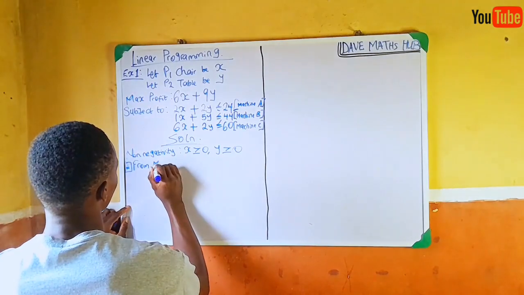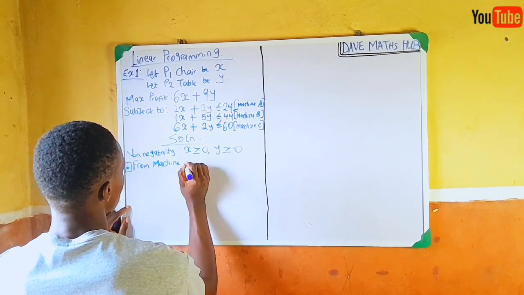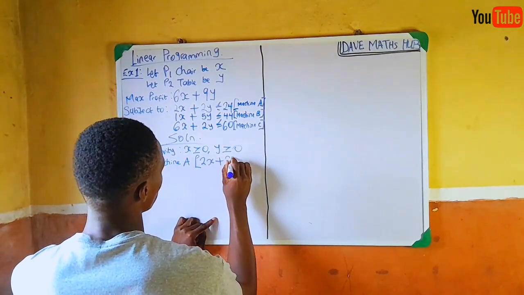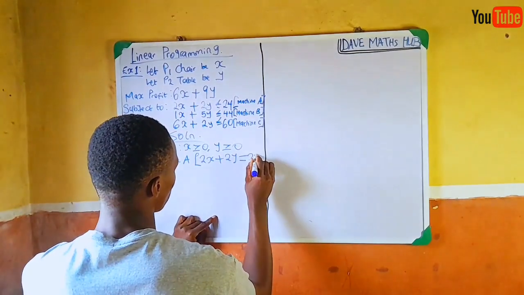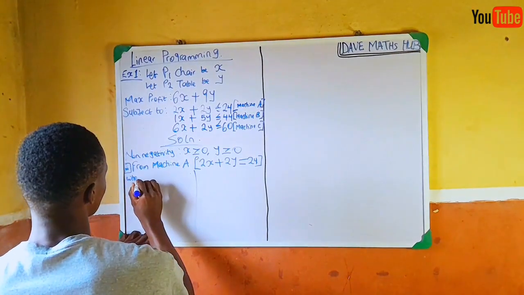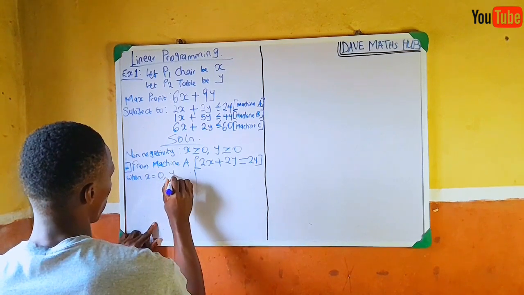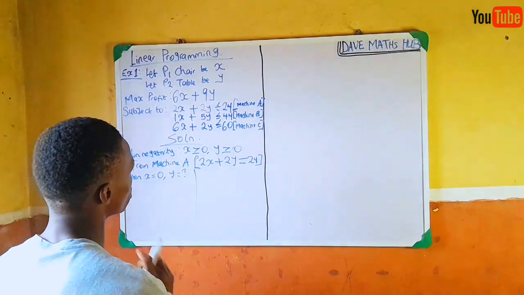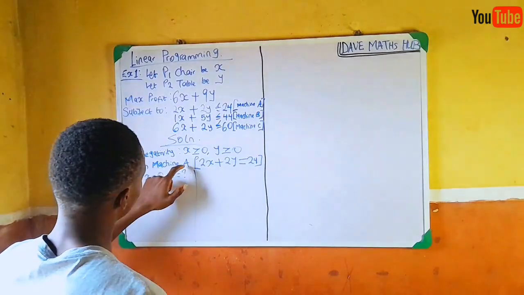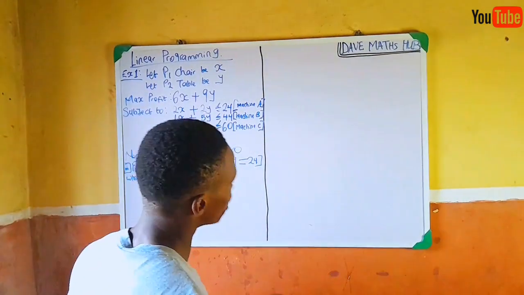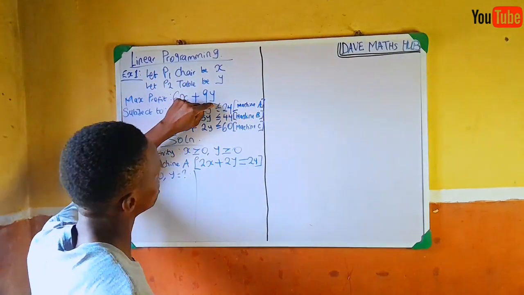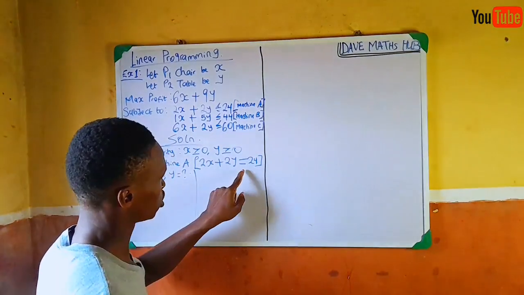From machine A, we have 2x plus 2y equals 24. When x is equal to 0, y is equal to question mark. Now, note something. In this place, I wrote 2x plus 2y less than or equal to 24. But here, I'm writing 2x plus 2y equals 24. Remember, when I said graphical solutions to linear programming, the first step was to convert the inequality to an equality sign. And that is what I've just done.